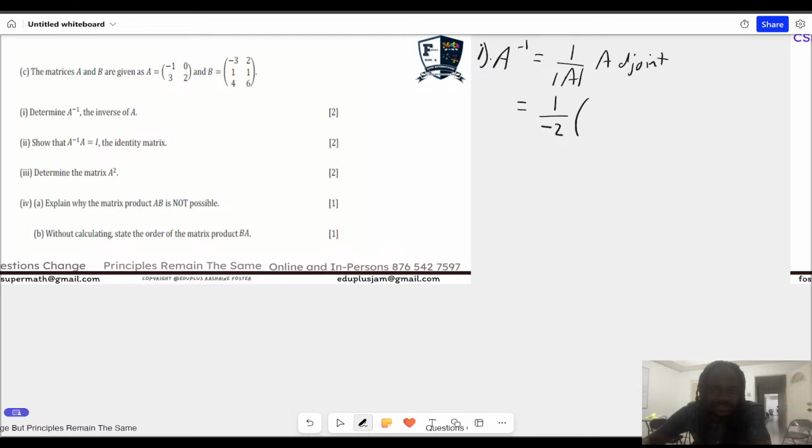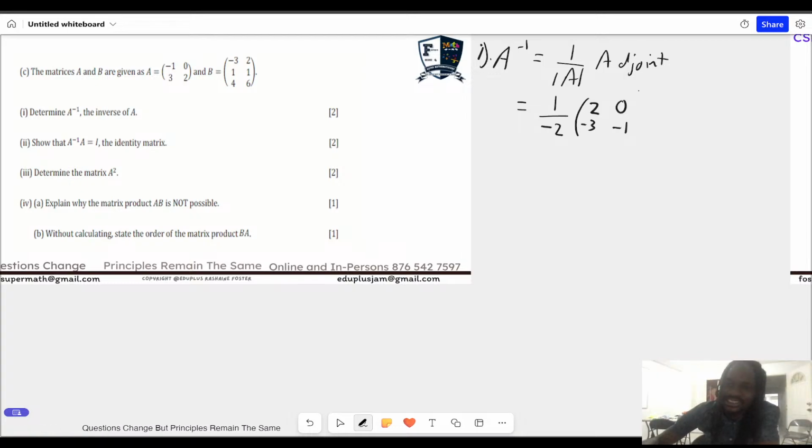Adjoint. What's the adjoint now? Switch the 2 and the negative 1. Change the signs of the others, but obviously you can't change the sign of 0. It is simply just 0. So that's what my inverse is.